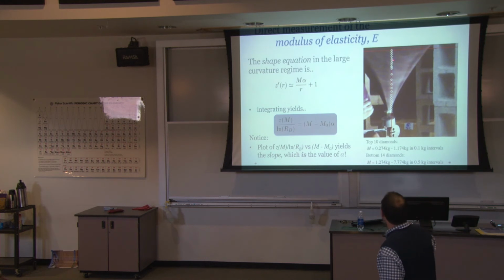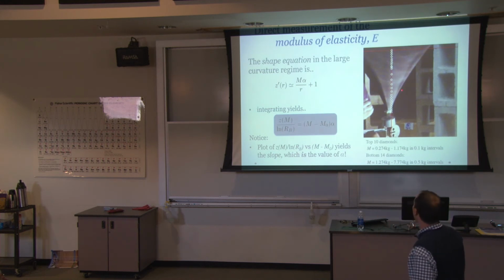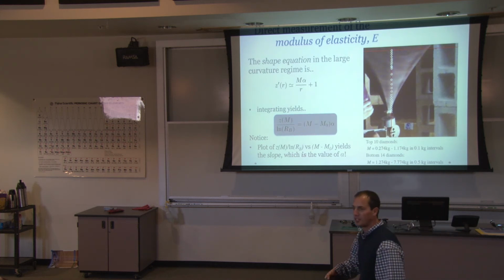Now, if you look here, I have a bunch of different diamonds. There's 24 total. For these top 10, I started off at just the basket mass itself, and the central mass was 0.274 kilograms. I stepped it up by 0.1 kilograms up to 1.174. That brought me to here. And then I started to jump up by half a kilogram intervals. So I went from 1.274 up to 7.774. And here you're looking at that 7.774 kilograms. This was me underneath it. I was actually getting a little nervous that this thing was going to snap.